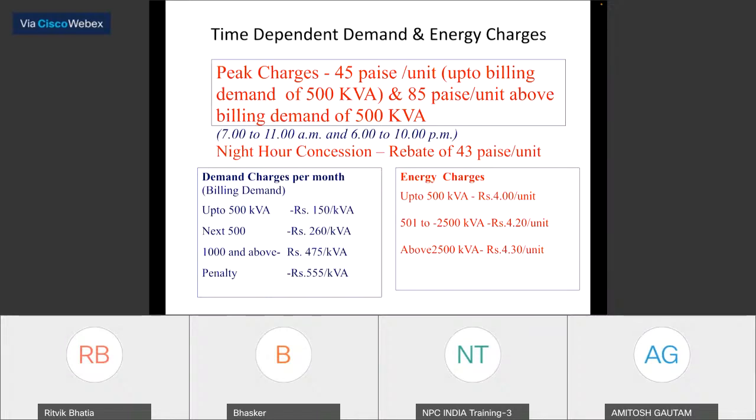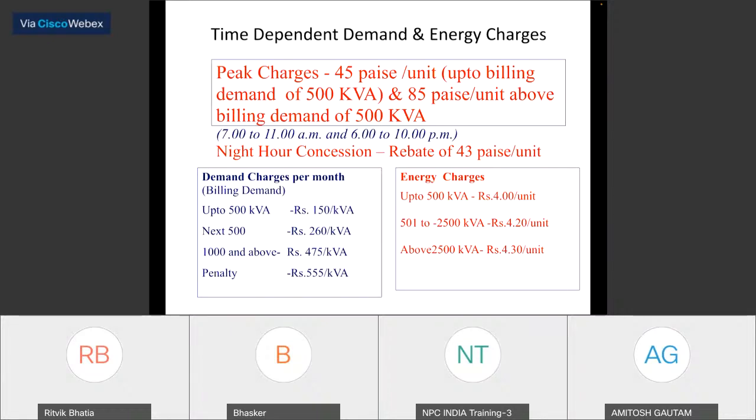So for the industrial purpose, time-dependent and energy charges are also provided and charged, which one must understand. The peak charges are known as time of use charges. That means we are using the energy during a particular time of use, and the time of use has been decided by the utility: from 7 o'clock in the morning to 11 o'clock and 6 o'clock in the evening to 10 o'clock, during which most people are using electricity, either for residential or industrial purposes.